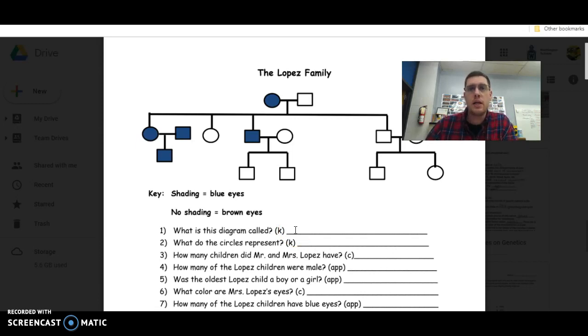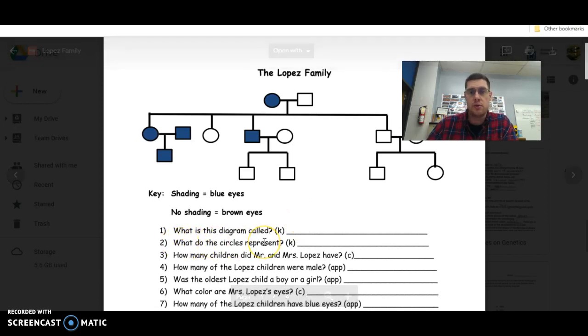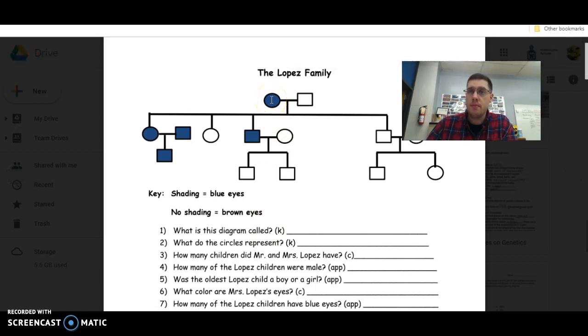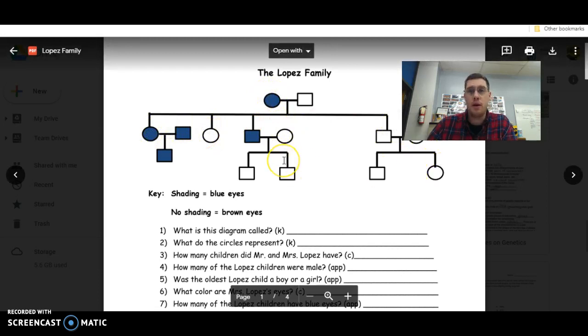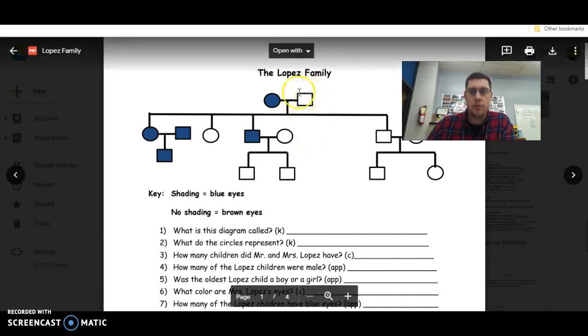P-E-D-I-G-R-E-E. Pedigree. Number 2, what do the circles represent? Well, the circles represent females. So every circle in this pedigree is a female. Then that means squares are males. If you can't remember that easily, just remember Charlie Brown is a boy, and they always call him a blockhead. So boys are blockheads, boys are blocks, boys are squares.